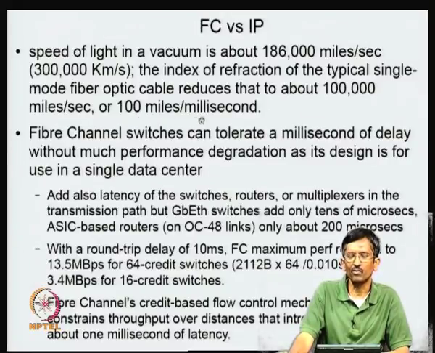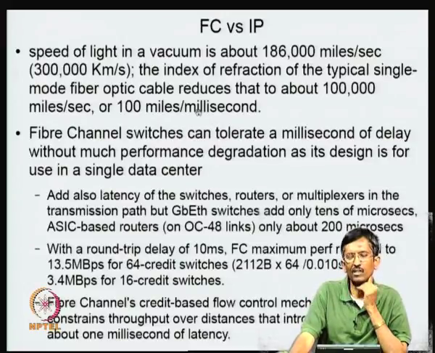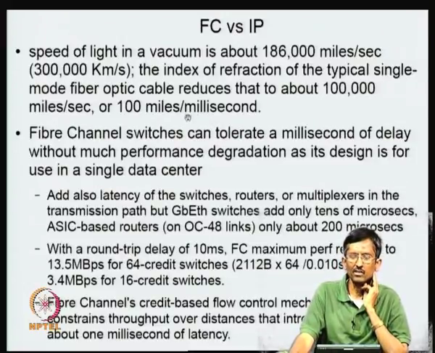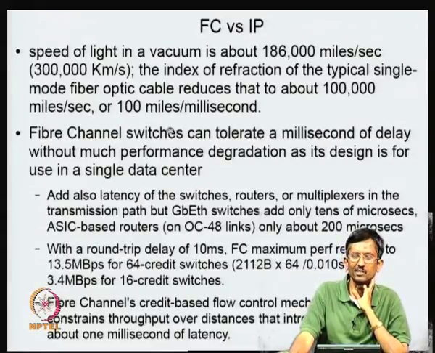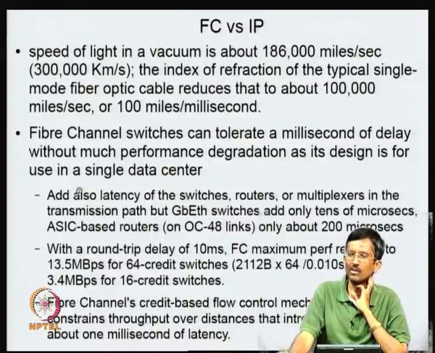So if you have 100 miles per millisecond, you can start thinking about how it can impact your design if you are expecting round trip delays because of acknowledgements. Essentially, the design of Fibre Channel has assumed that you can tolerate about a millisecond of delay, because it has typically been designed for a single large data center. So you are going to be within 100 miles or so, definitely. About a millisecond is okay because you can do the round trip within a millisecond.